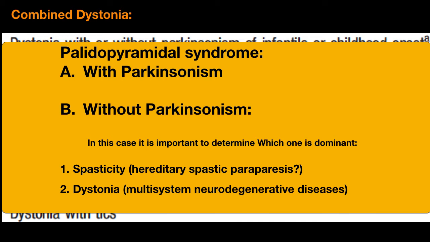In this case, it's crucial to determine whether spasticity or dystonia is the dominant clinical feature. For example, if spasticity is the dominant feature and the syndrome is familial, it's more likely hereditary spastic paraparesis, HSP. But if dystonia is dominant, a number of multi-system neurodegenerative diseases are probable causes.